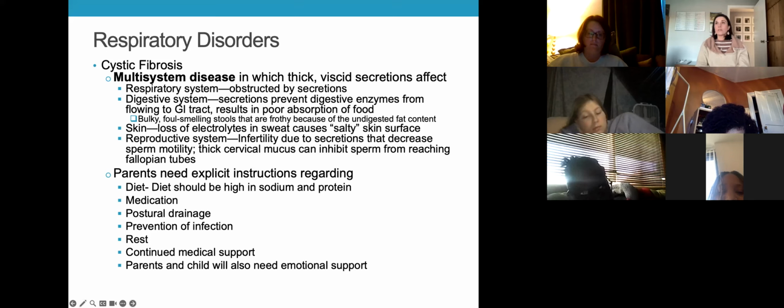They're going to need lots of rest periods. If you think about trying to do a vigorous activity while breathing through a straw, that's about what everyday life is for them. So they have a lot of trouble breathing, can't do a lot of activity. They need frequent rest periods. They're going to have lots of medical appointments, therapies, follow-up appointments, and then they will also need emotional support for dealing with having a chronic condition.